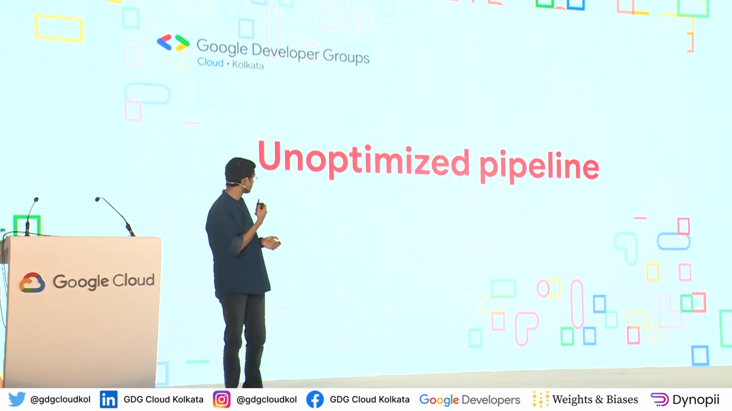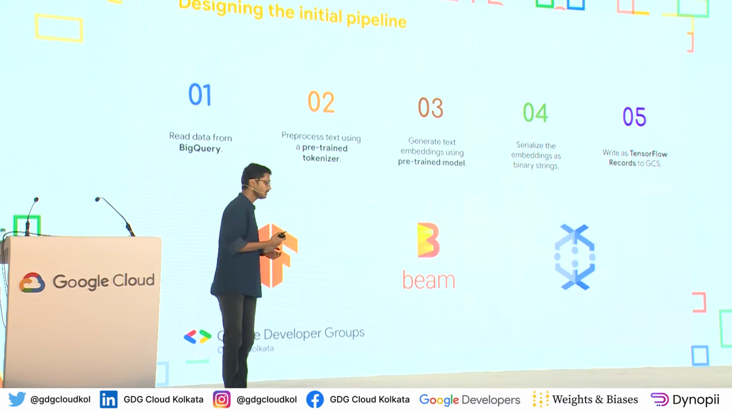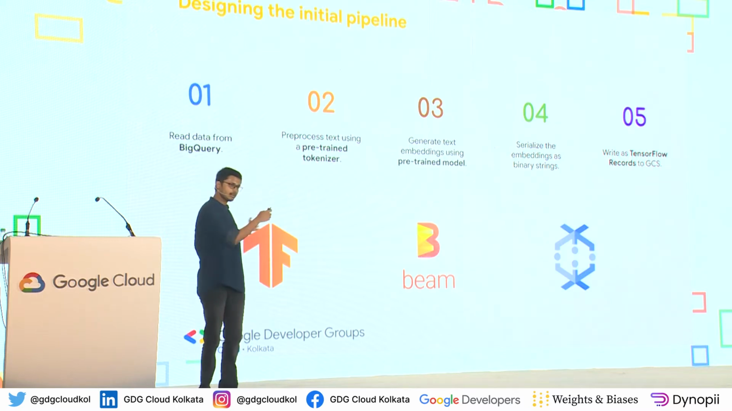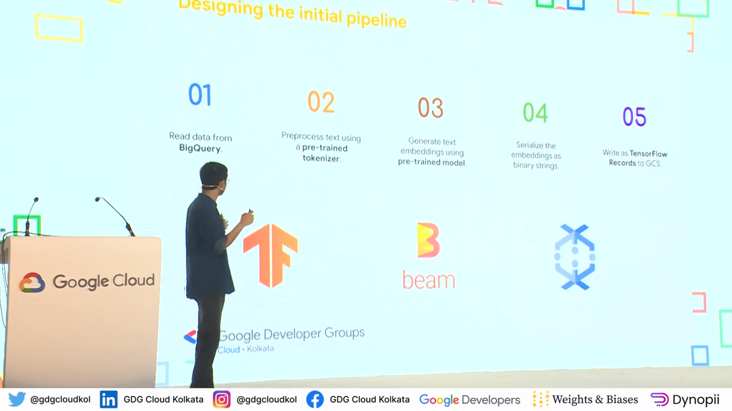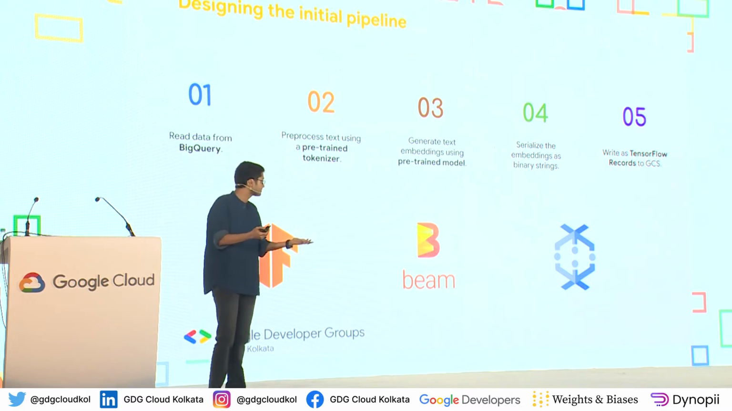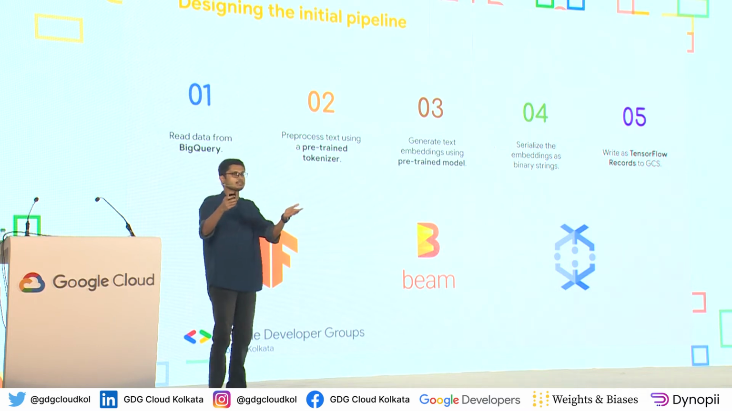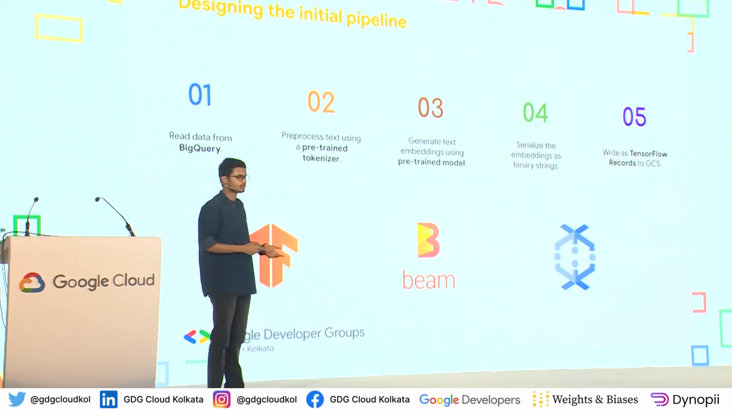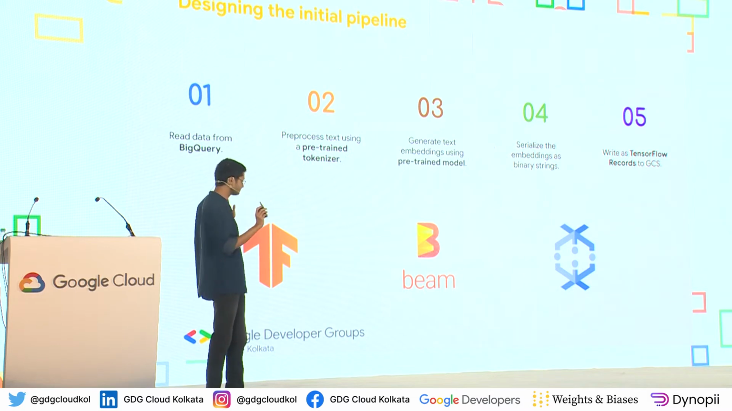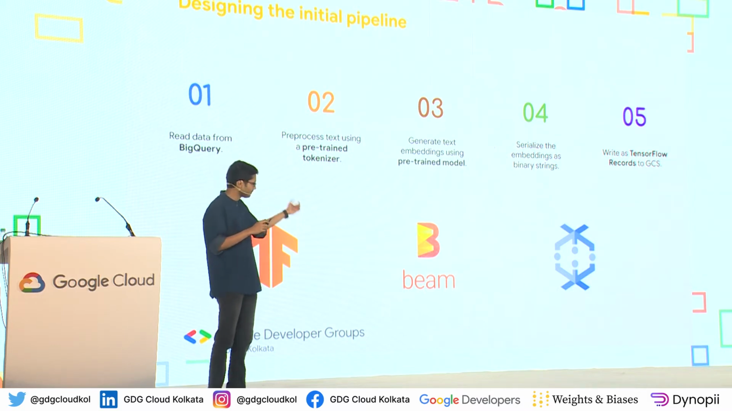So here we go with the unoptimized pipeline. So yeah, we'll be reading our data from BigQuery. Then we'll be pre-processing the text using a pre-trained tokenizer. And then we'll be generating text embeddings with a pre-trained model. And then we'll be finally serializing those embeddings as binary strings. And then we will write them as TensorFlow records to a Google Cloud Storage bucket. Pretty simple stuff. And we'll be using TensorFlow, Apache Beam, and Cloud Dataflow for this.